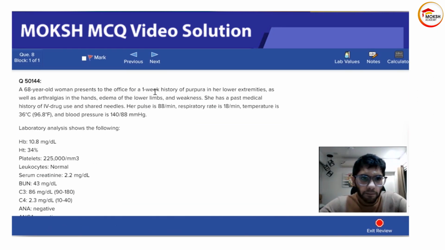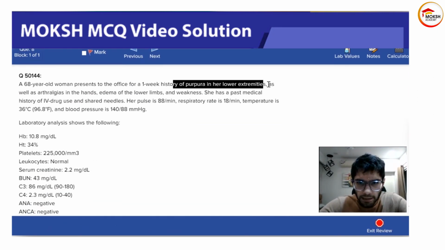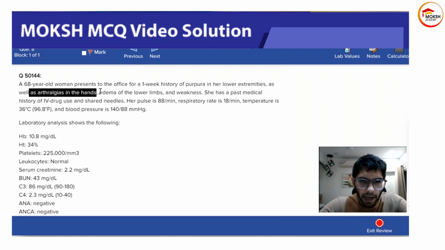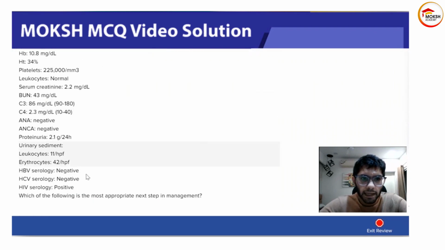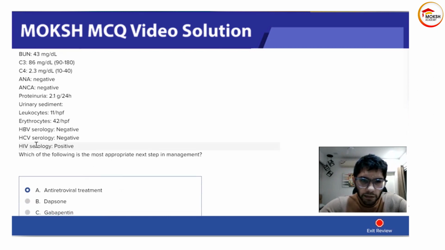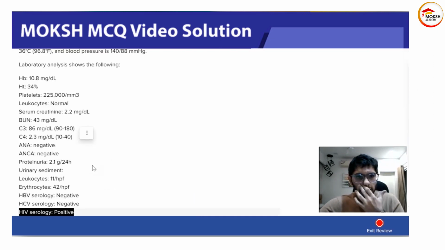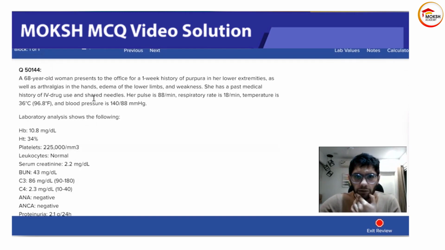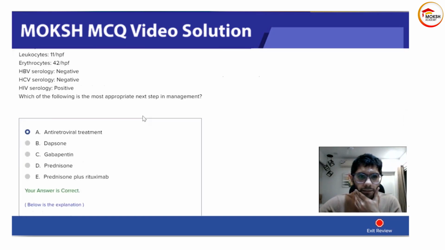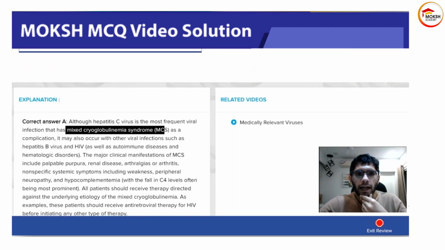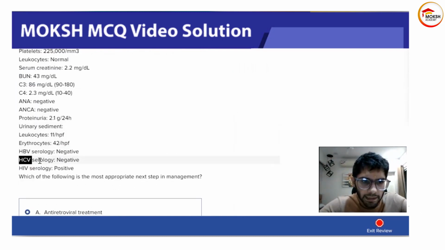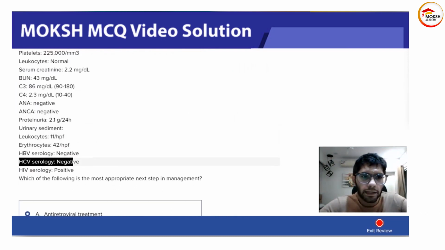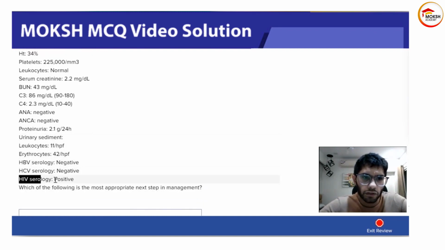So over here, the important thing is purpura over her lower extremities, arthralgias in hands, edema over legs, and weakness. Okay, this is seen in, we can say, HCV causes mixed cryoglobulinemia, but even HIV causes mixed cryoglobulinemia. This particular presentation, that of purpura in the lower extremities and arthralgias, is that of mixed cryoglobulinemia syndrome, and it is most commonly associated with hepatitis C, but we can also see it with HIV.